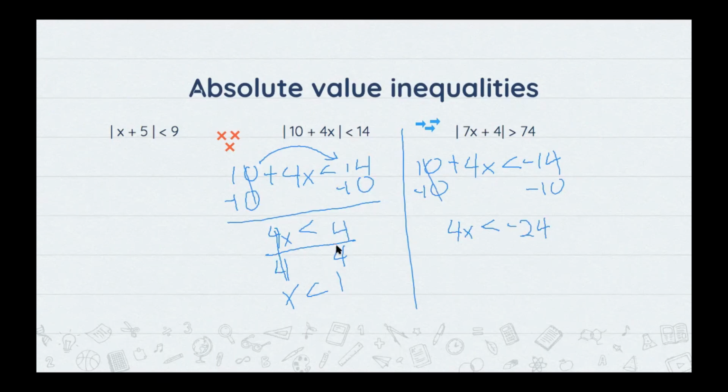What's the next step? You divide by 4. Right. Negative 6. Okay, so what's the final? This blue arrow section is not done yet. What's your last step? Oh, you'd flip it. Okay, so those are your two answers: x is less than 1 and x is greater than negative 6.